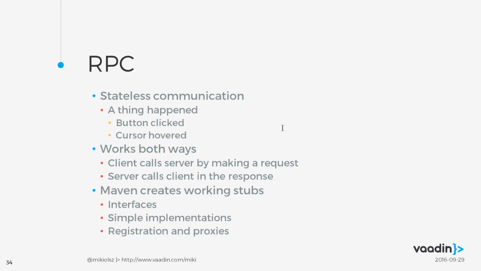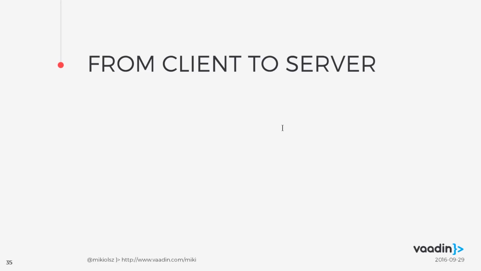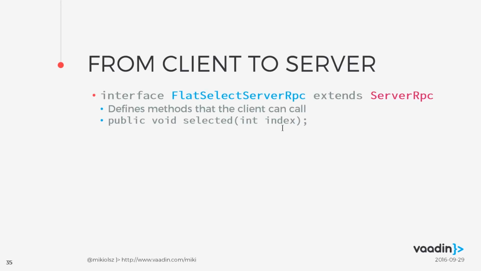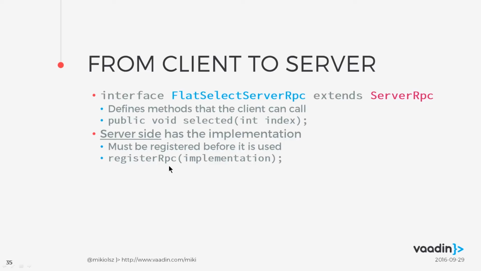What is good with our Maven generated code is that it creates working stubs. All the simple things are there. Basically, the only thing you do is provide your own implementations and leave everything else unchanged, which is very good. One slide about what happens when we want to call the server. So when the widget registered some sort of an event, we have an interface called FlatSelectServerRpc, which extends ServerRpc. And these are the methods that the client can call. In our case, it's just one method. It's called selected, and it takes the index of the selected option. That's it.